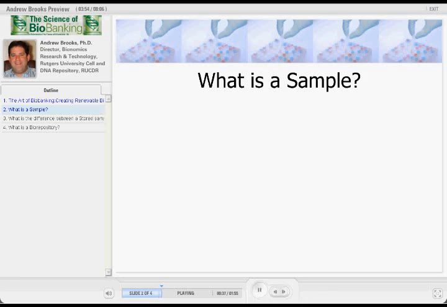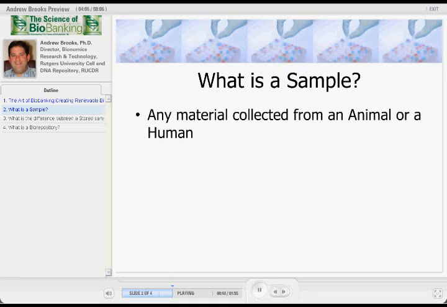I think the very first thing to define is what is a sample. Everybody has a different impression as to what a sample is or a different interpretation. Certainly, it's any material collected from an animal or human. That's pretty much where my program ends. But I learned in going around and not always being in the biobanking business, but I can tell you how I got there in a couple of slides when I just briefly give you an overview of the RUCDR.